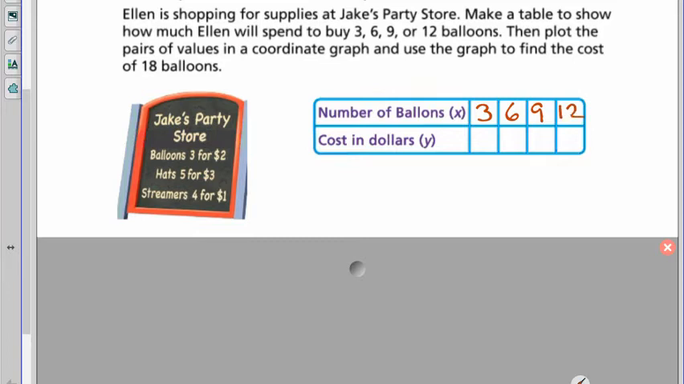And the balloons are 3 for $2. So if I buy 3 balloons, it's $2. And 6 balloons, that's 2 groups of 3. That's going to be $4. This is 3 groups of 3, so that's going to be $6, and then $8 for 12 balloons. See, every group of 3 balloons was another $2.